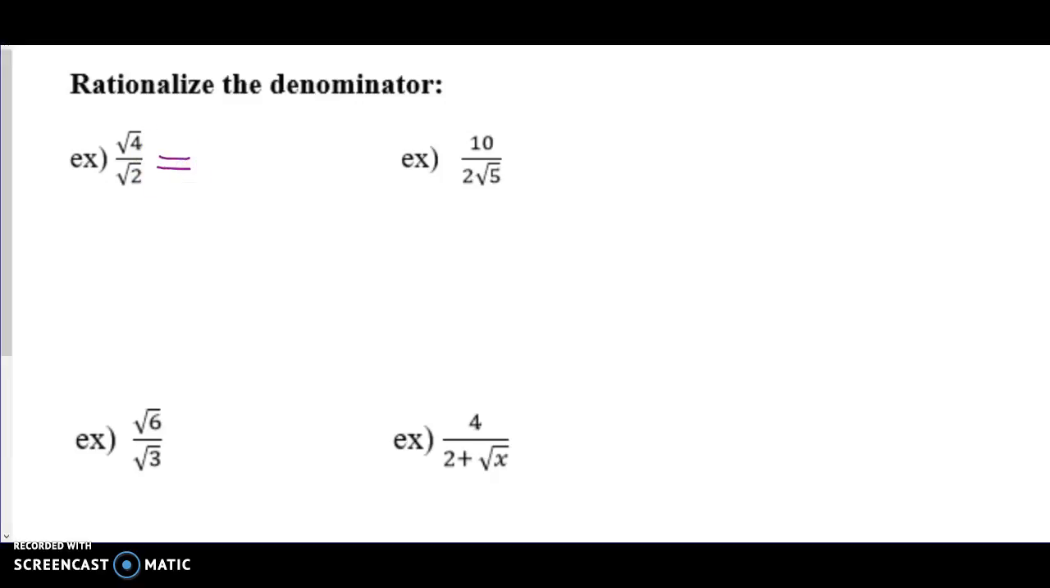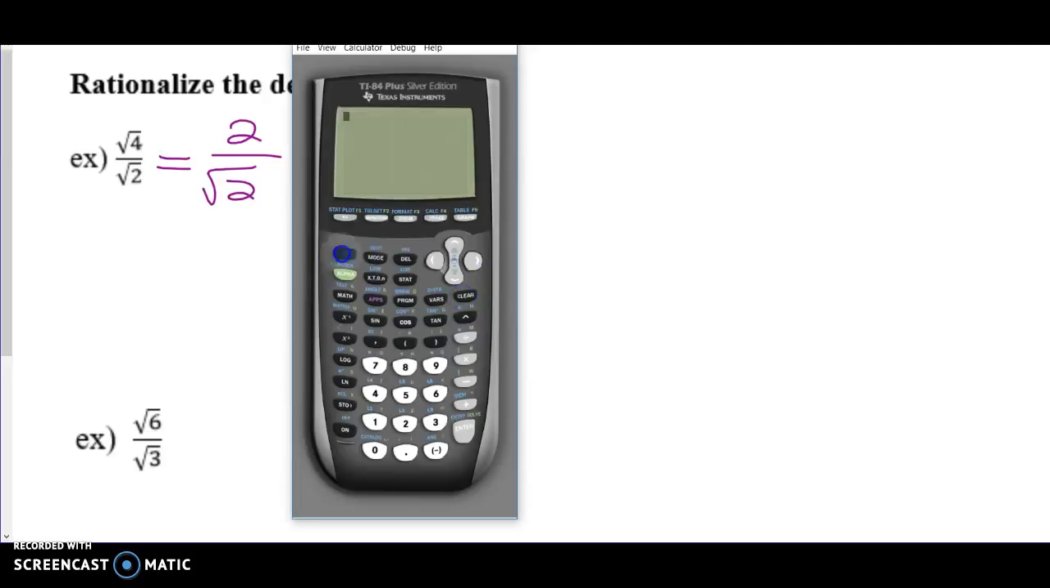What is the square root of 4? 2. But what about the square root of 2? It's ugly. It can't simplify, and there's nothing I can really do about it. If you put it in your calculator, it's ugly. And if I ask my calculator to turn it into a fraction, it says no. So our house is currently built on gravel.